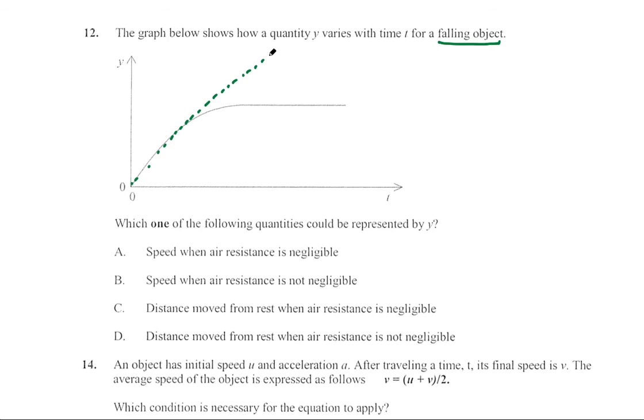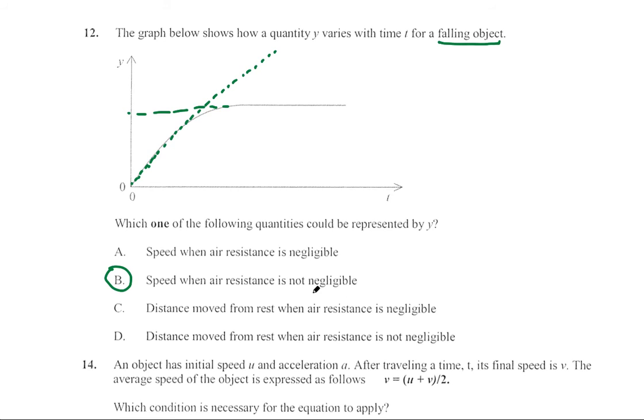And if we neglect air resistance, we would expect the speed to continuously increase. But since we see this tapering off, this looks like a perfect scenario where we're reaching terminal velocity, where the velocity is not changing with respect to time. So this is actually speed when air resistance is not negligible.